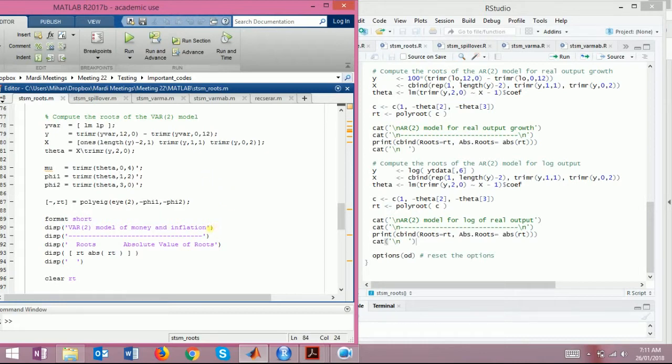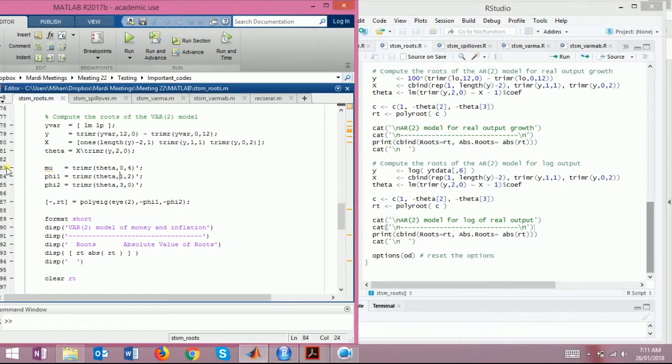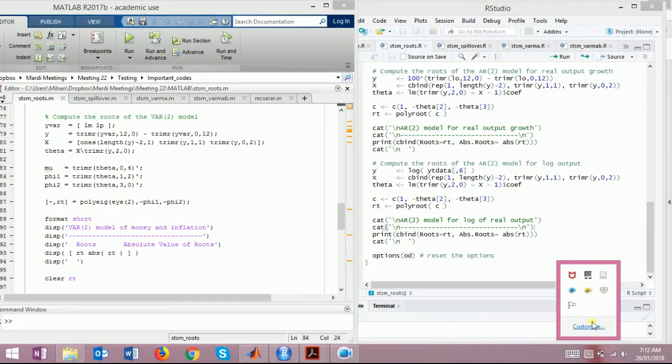So we are trimming the last four, the rest is mu. Can we run up to this? Let's see if it works. I'm not sure if it will work. However, let us see. There is no harm in knowing.